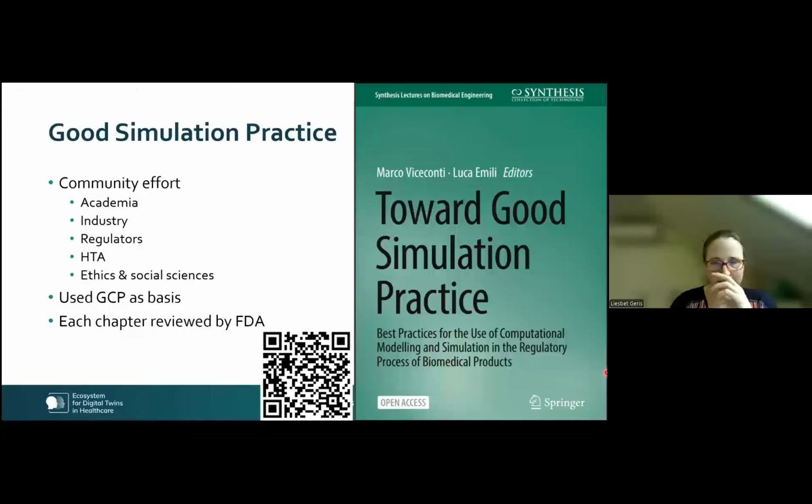I will share the slides afterwards so you can look this up, which is a really nice introduction if you want to learn about the state of the art, both in model building, but also the regulatory aspect, etc. FDA reviewed each chapter and also has written the foreword, which gives it not an official label, but at least it makes it quite credible.